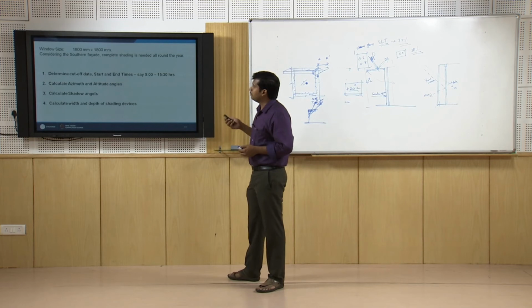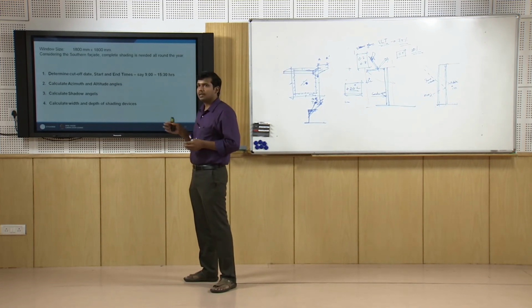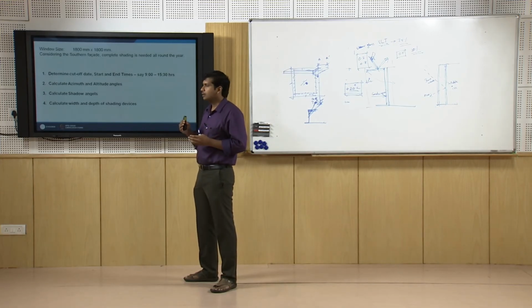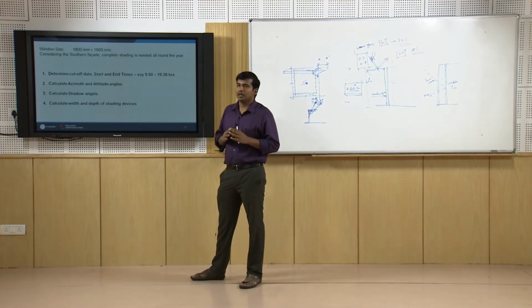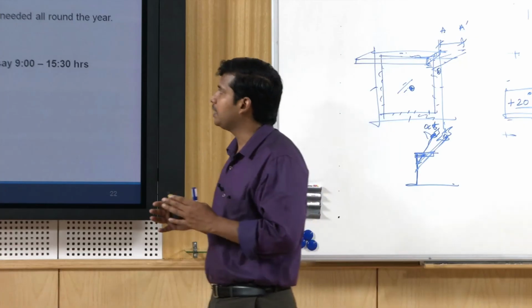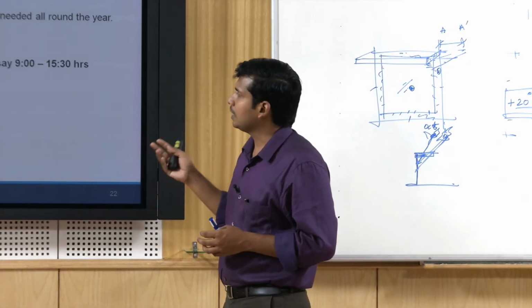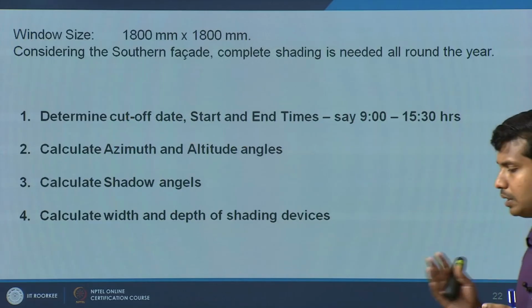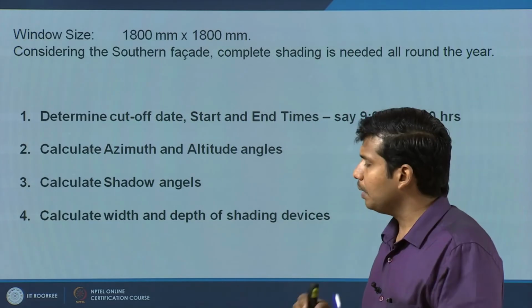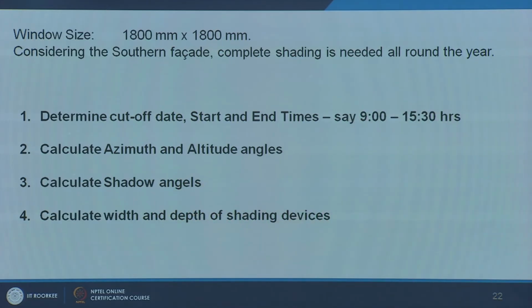How do we go step by step? First is to determine the cutoff date. You take a solar chart and determine the cutoff date up to which you want to exclude sun, and the start and end time, whether you want it for all through the sunshine hours or a specific duration. Say you want from 9 to 1:30 or say 4 o'clock in the evening. For our ease of working, let us say 9 to 4 o'clock in the evening we want cutoff, up to a particular day. Then calculate azimuth and altitude angle, calculate the shadow angle, and further estimate the width and depth of the shading system.